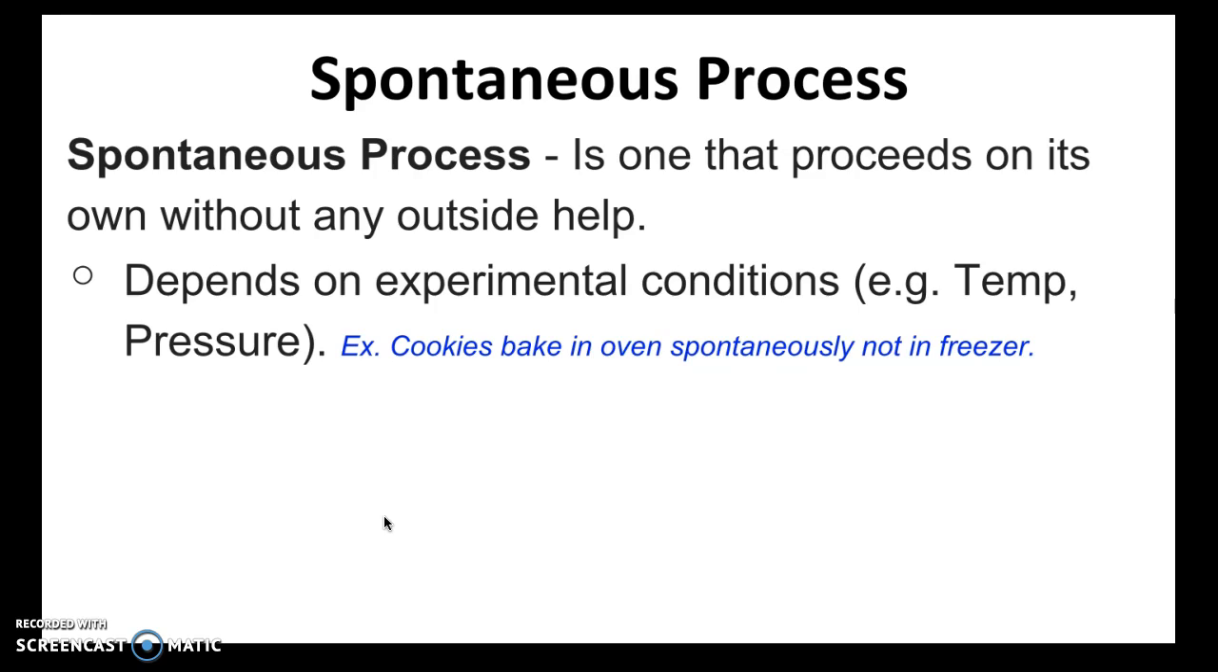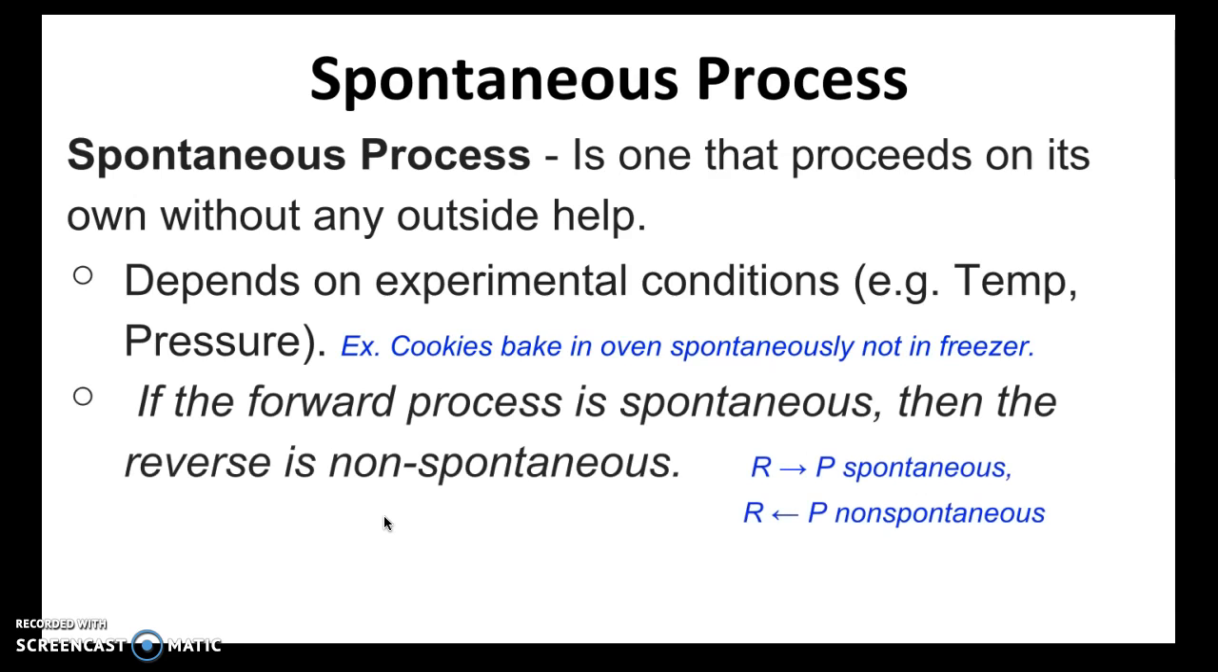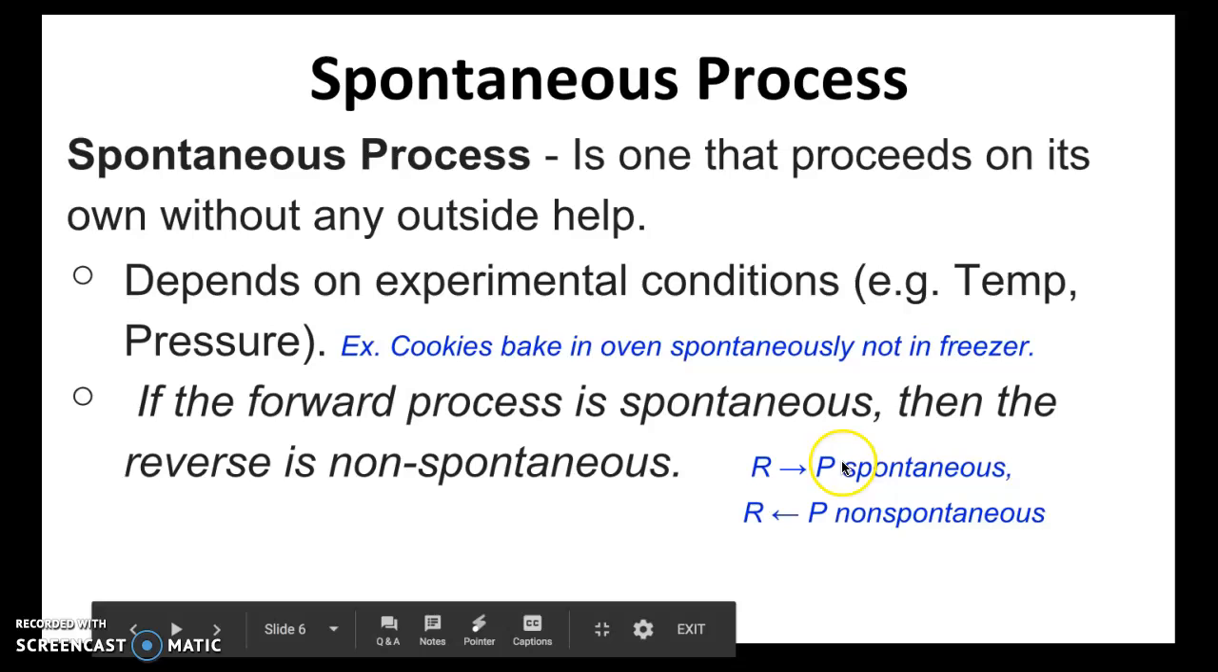If you take cookie dough and put it in an oven, it's going to bake into cookies on its own. You don't need to do anything extra. But if you put it in a freezer, cookie dough will not bake on its own. That shows you that the baking of cookie dough is spontaneous under high temperature conditions. So again, temperature and pressure will affect whether or not a process is spontaneous. The next thing is that if the forward reaction is spontaneous, then the reverse will be non-spontaneous. This is useful to keep in the back of your mind when studying reactions. If you know going from reactant to product is spontaneous, you know going from product to reactant is non-spontaneous, and vice versa.